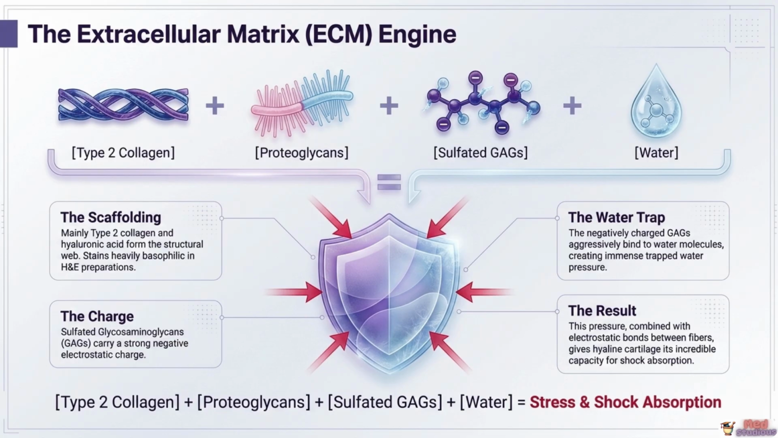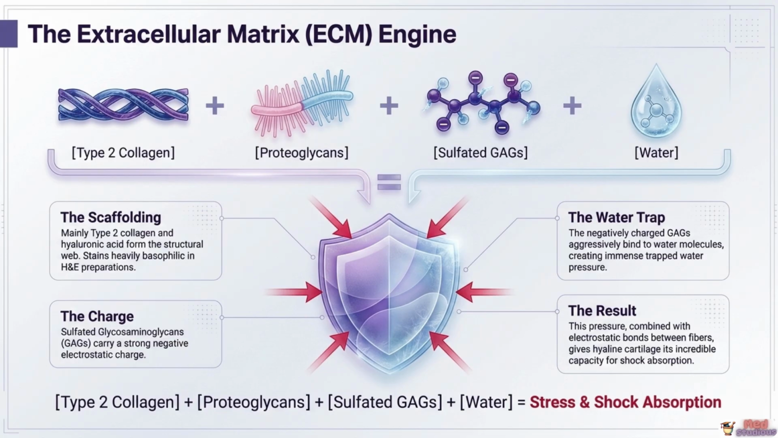Component 1 is type 2 collagen, the primary structural scaffold. Type 2 collagen forms the invisible fibrillar network that gives the matrix its tensile strength and its characteristic glassy appearance. On H&E sections, the overall matrix stains heavily basophilic, blue-purple, because of its rich nucleic acid-binding proteoglycans and hyaluronic acid.